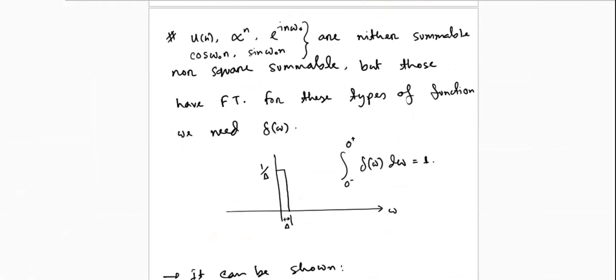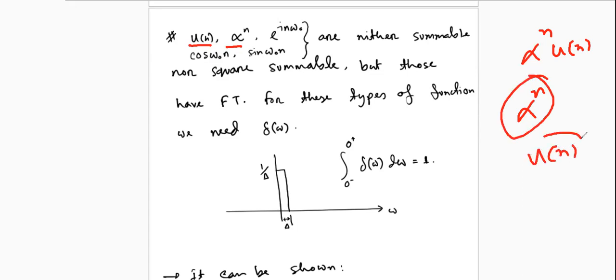So category number 1, summable. Category number 2, square summable. And category number 3, they are not summable, neither summable nor square summable. For example, u[n], alpha to the power n. We have already solved alpha to the power n u[n], not alpha to the power n alone. So now we are talking about alpha to the power n alone.